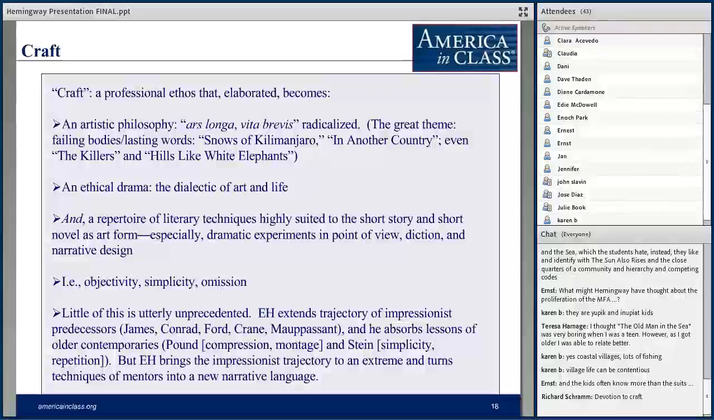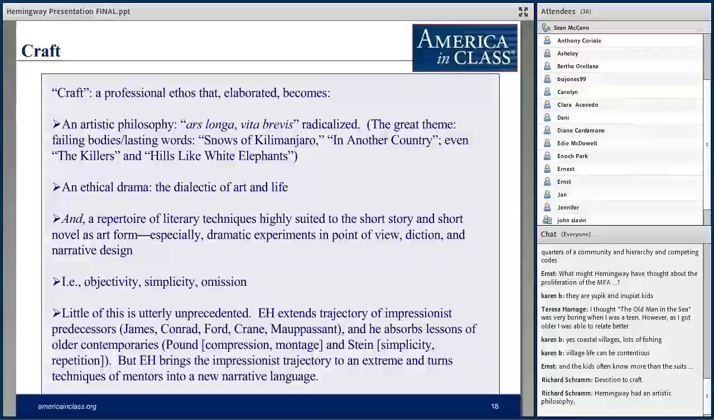It becomes elaborated in Hemingway's fiction into a kind of artistic philosophy, a kind of radical version of Ars Longa Vita Brevis, that is, art lives, life is short, art endures. And this is, in one respect, the great theme of much of his great writing. Probably, if you ask any person on the street about what Hemingway is about, or if you ask your students about it, they'll say it's about machismo, or it's about existentialism, values in a valueless world, etc. But if you ask writers what it's about, they'll say it's about craft.